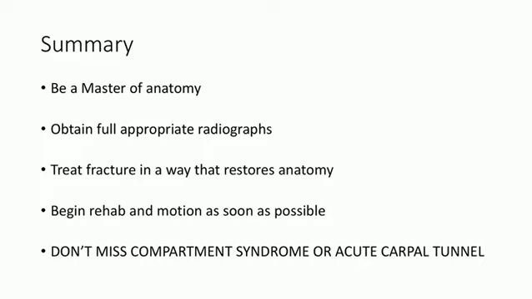Obtain full and appropriate radiographs. Understand what the normal anatomic relationships are. Treat fractures in a way that restores the normal anatomy so that you can get them moving and rehabbing as quickly as possible. Begin those rehab protocols as soon as you possibly can, and if you stabilize them well, and you recognize and treat the soft tissue injuries, you can do so in a timely fashion. And don't miss compartment syndromes or acute carpal tunnels.